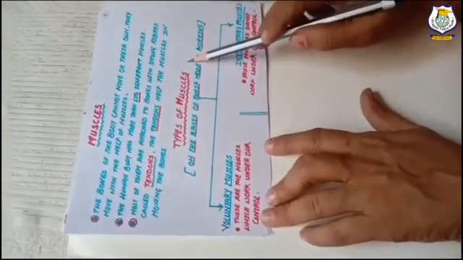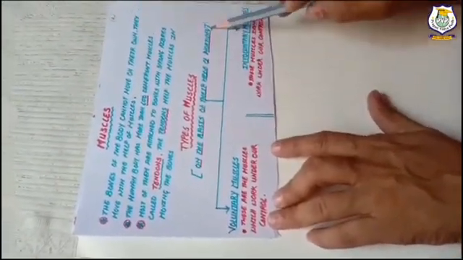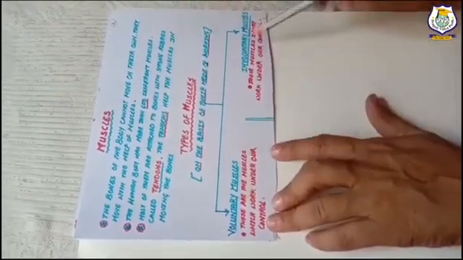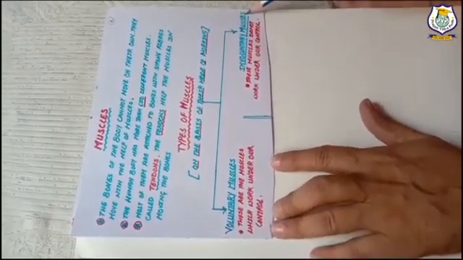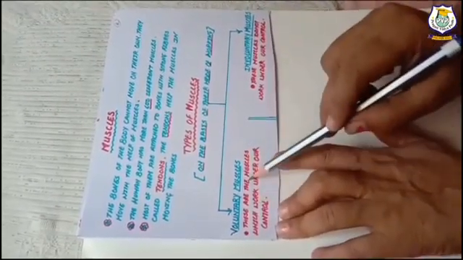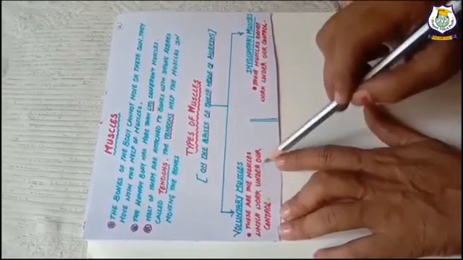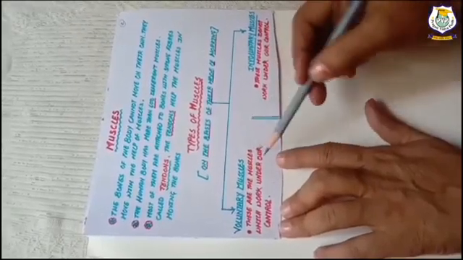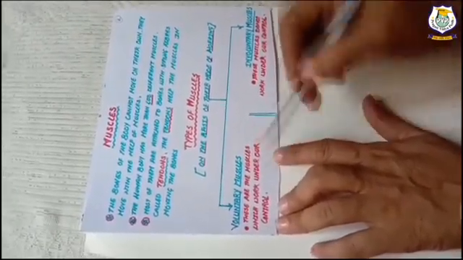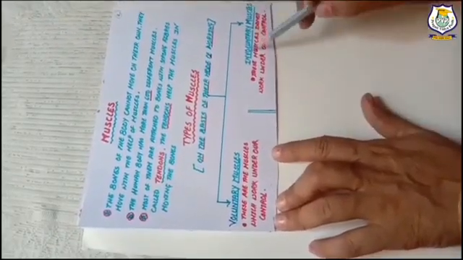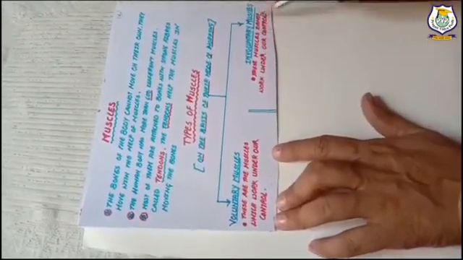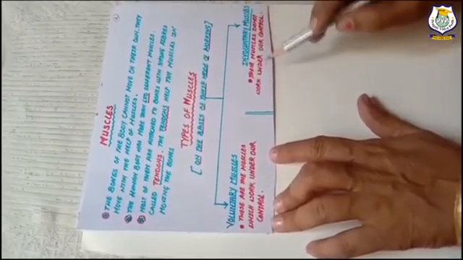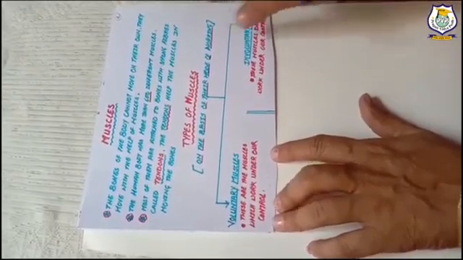Types of muscles. On the basis of their mode of working, muscles are divided into two types: voluntary muscles and involuntary muscles. Voluntary muscles. These are the muscles which work under our control. It means voluntary muscles are the muscles which are under our control. Involuntary muscles. These muscles do not work under our control. Means involuntary muscles are not in our control.